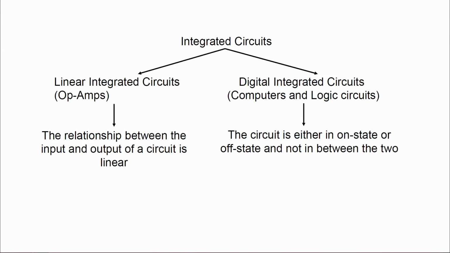Then if we talk about ICs further, they can be classified into two parts, one is LIC, one is DIC. So, what is LIC? LIC is nothing but linear integrated circuits, and in these LICs we are expecting that the relationship between the input and output of a circuit should be linear, while in case of DIC, the DICs are computers and logic circuits, and the circuit is either in on state or off state and not in between the two.